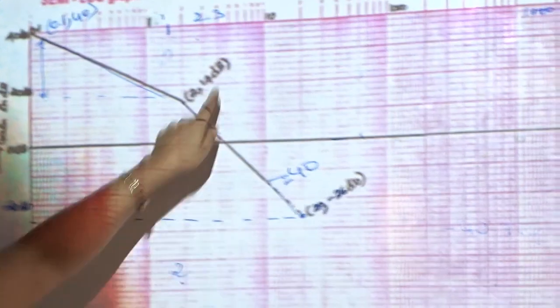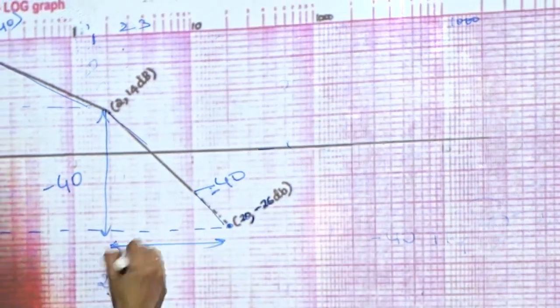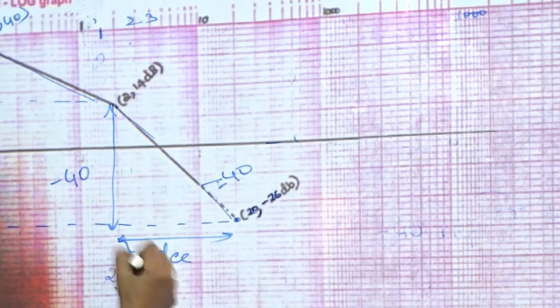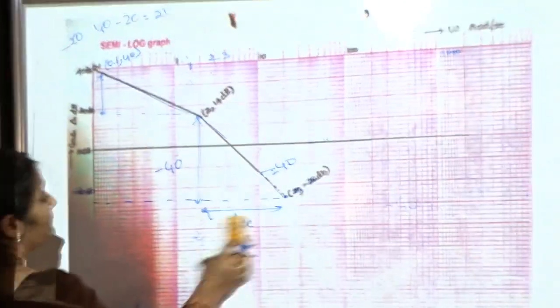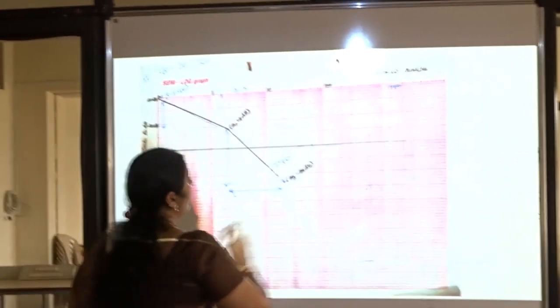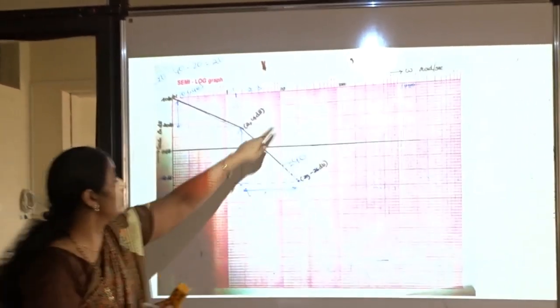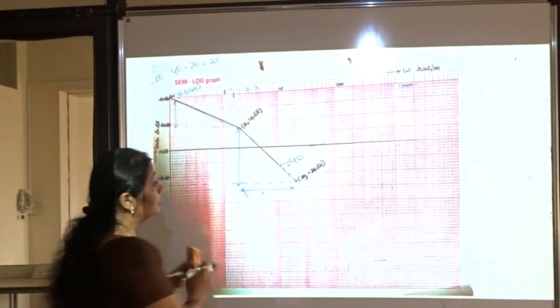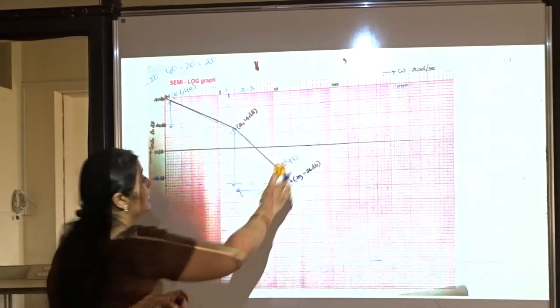Okay, if you find the difference, you can see it is minus 40, and this is a difference of 1 decade. So minus 40 per decade will be the slope. Next, where do we have the next corner frequency? The next corner frequency comes at 10. You have extended this up to 20, but the next corner frequency is coming at 10.